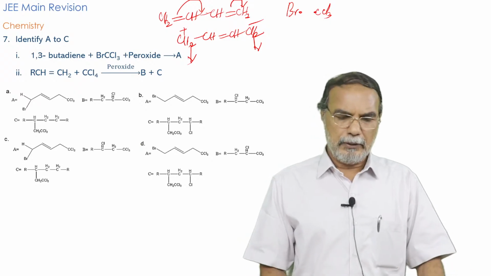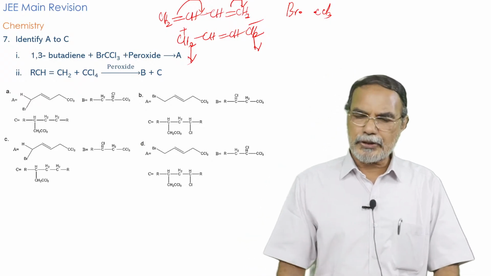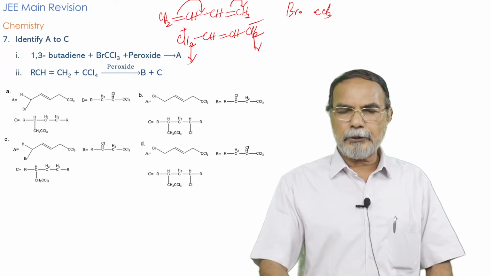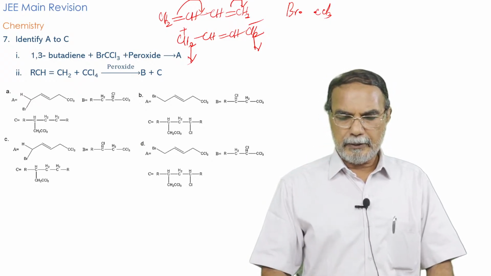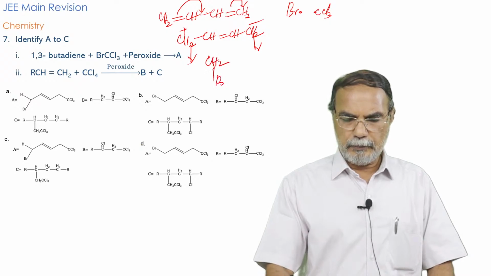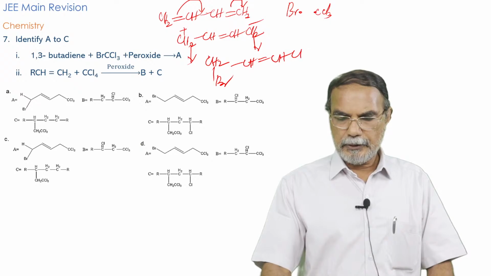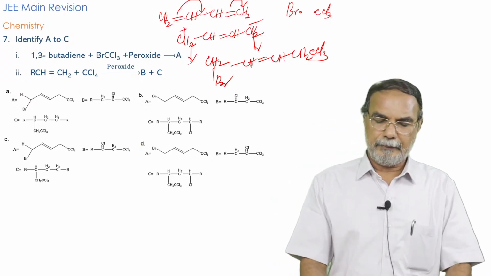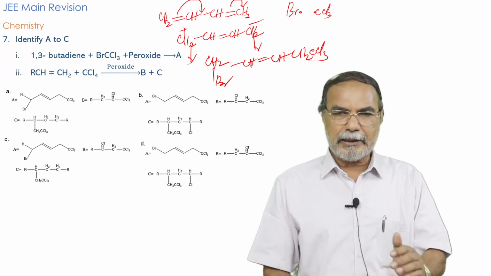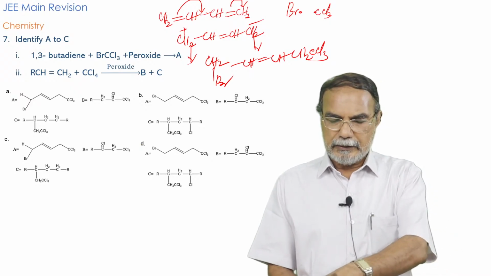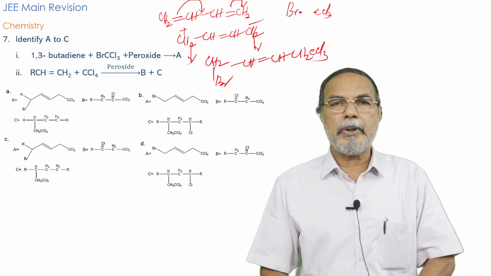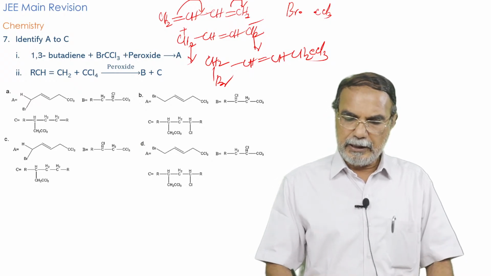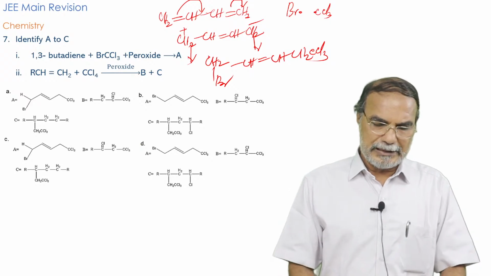So the major product in reaction number 1 is the one in which the free radicals Br dot and CCl3 dot have been added to the first carbon and the fourth carbon. The product would be CH2Br-CH=CH-CH2CCl3. So that is the compound A. You can have the correct answer only if the structure A has this particular structure. This is the structure of A, CH2Br, CH=CH, CH2CCl3. So look into the answers and see whether this structure is given as structure A.